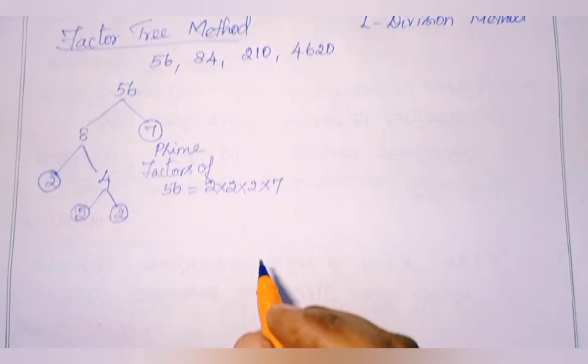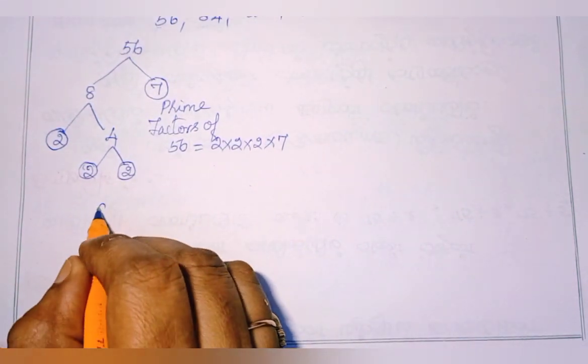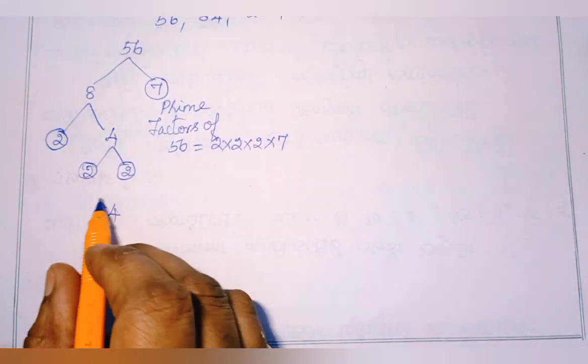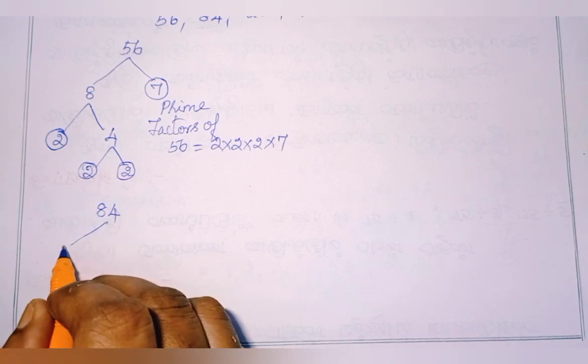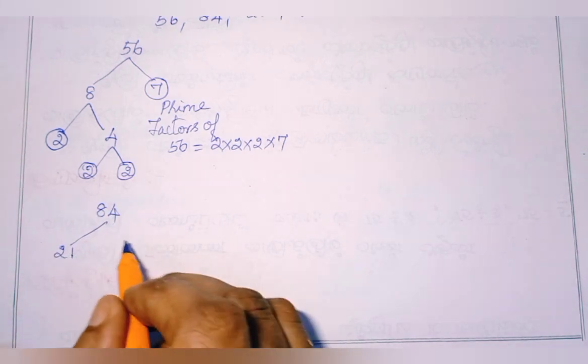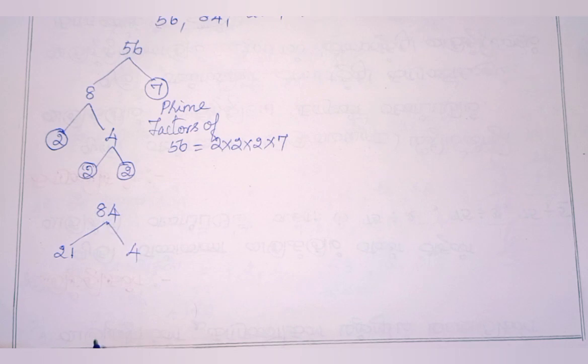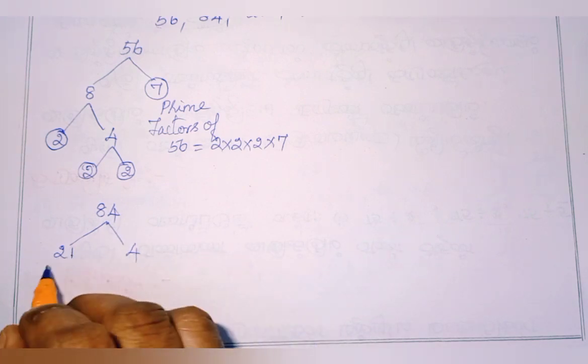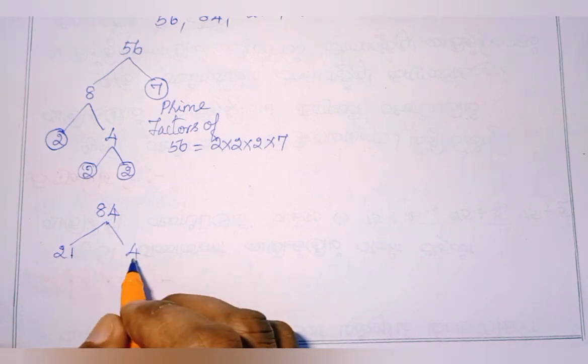Similarly, we are going to find the prime factors of 84. As we know, 84 is divisible by 4. 4 2s are 8, then 4 1s are 4. So 21 into 4 we will get this 84. Since these two are composite numbers, we should not circle any of the numbers.